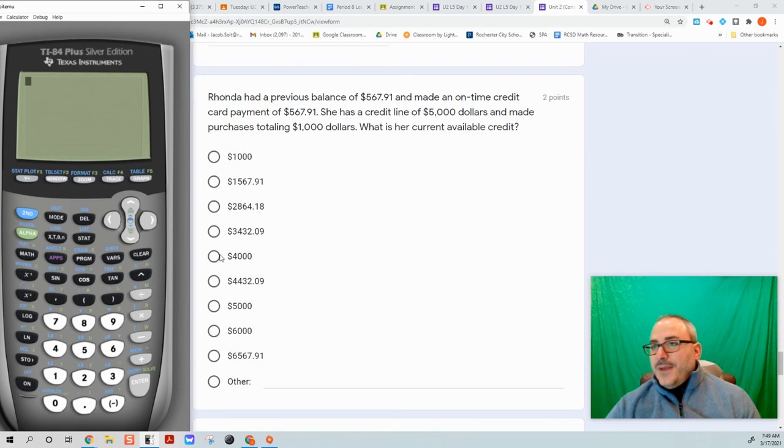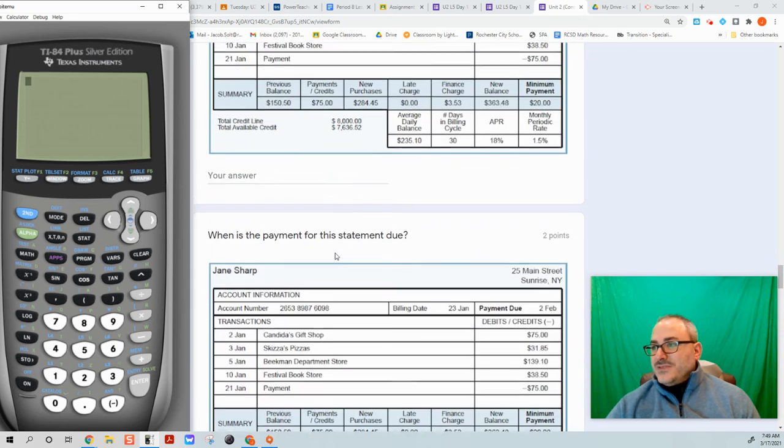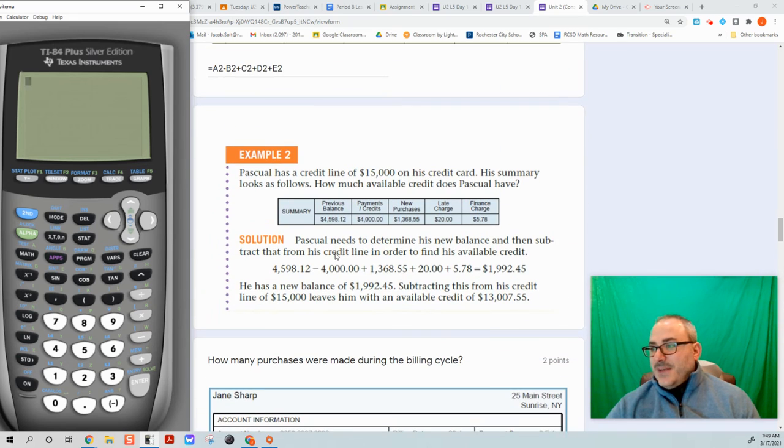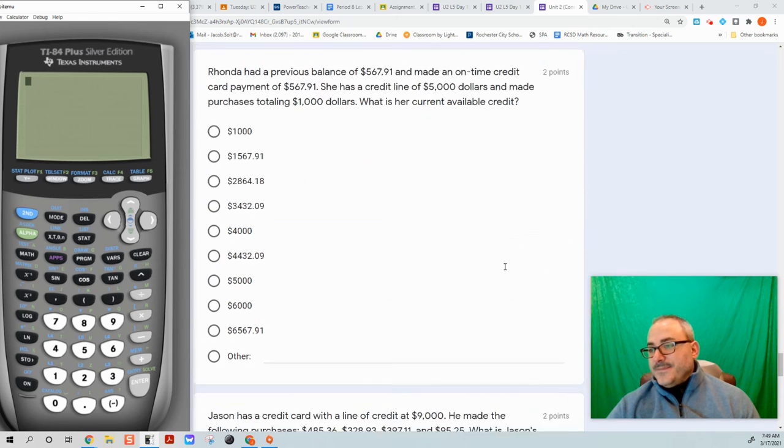All right, so new balance. Let me scroll back up and remind us what a new balance is. It's right here in example two. Actually, example two is exactly showing us how to find available credit. So the first step was we found the new balance. We took the previous balance, we subtracted payments and credits, we added new purchases, we added the late charge, we added the finance charge, we got the new balance. Then we took the 15,000 and subtracted the new balance to find the available credit. That's what we're going to do right over here.